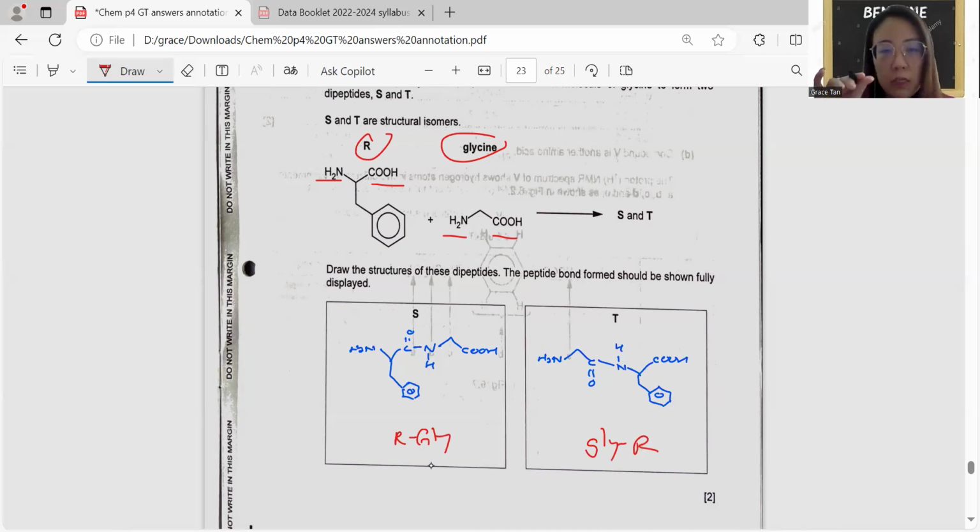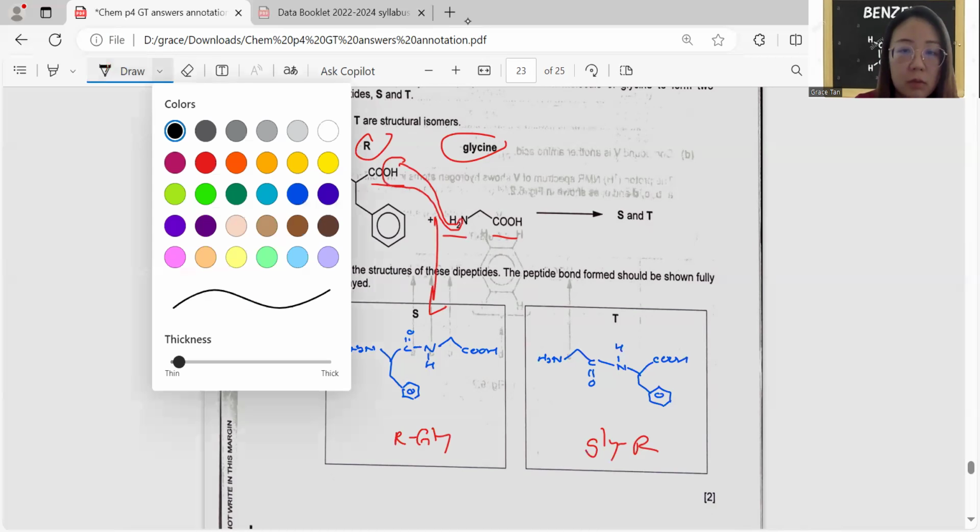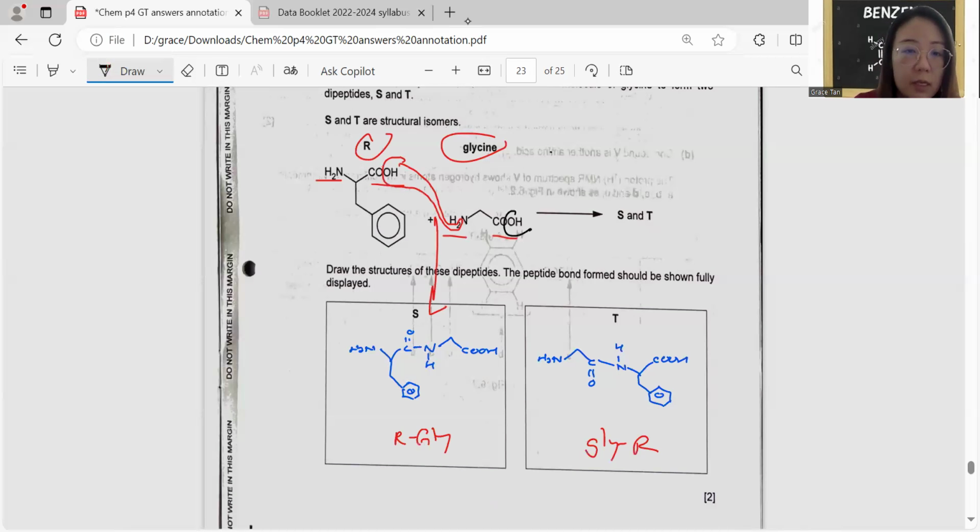But you need to make sure that the amino N is on the left and the acid is on the right. So for S, what I did was undergo condensation this way with one of the H. So this is the S. The T version is to take the OH here and the H from this side. It's just basically swapping the condensation. So that is the S and T dipeptide.